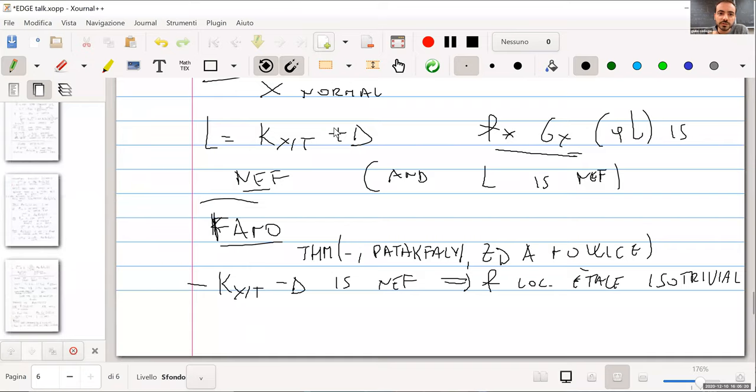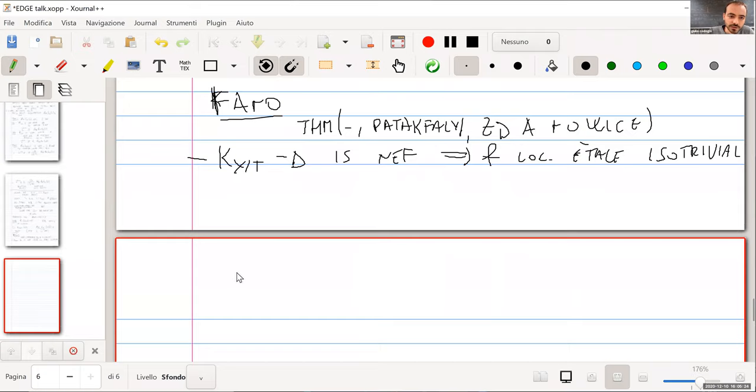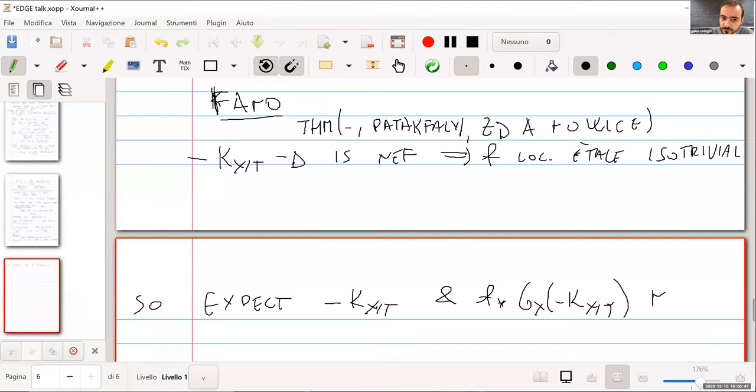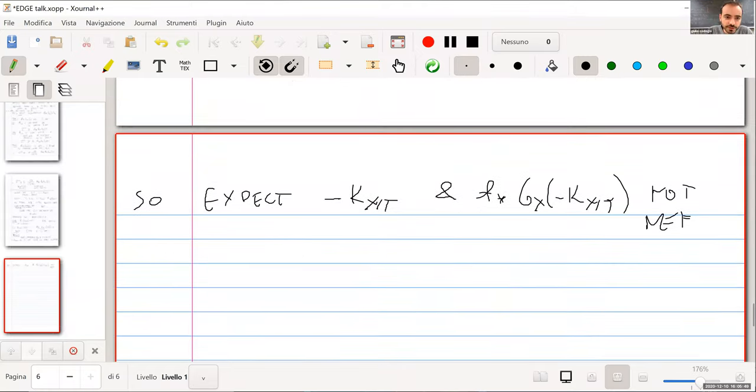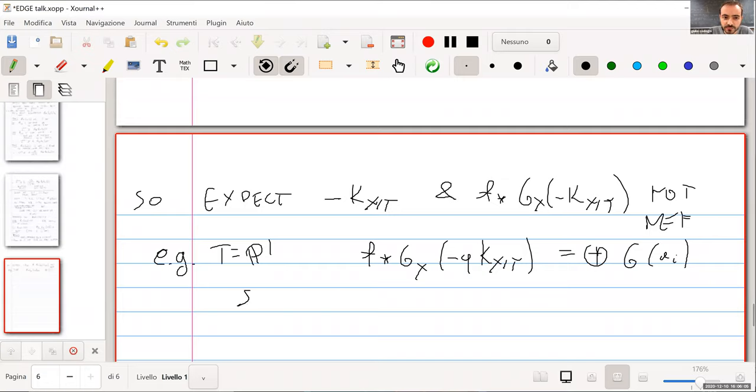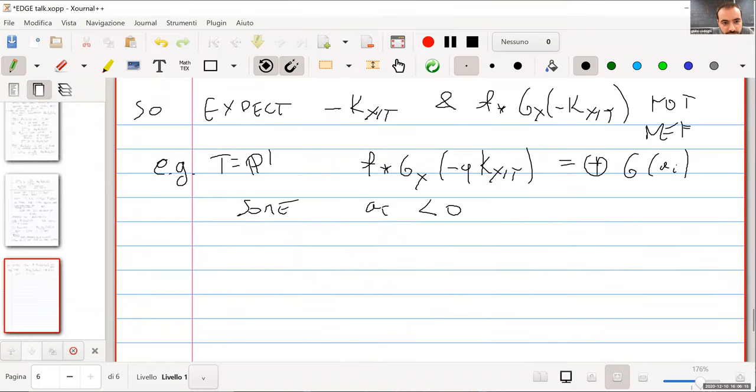So asking for the polarization to be nef is very strong. So you expect -K_{X/T}, let me drop the Δ, it's not important now, and f_*(O_X(-K_{X/T})) are not nef. So this bundle has some horizontal curve over which this is negative. So just to be extremely concrete, if T is P^1, you write f_*(O_X(-qK_{X/T})) as a sum of O(a_i). And what is happening here is that some a_i are negative. But now there is something cool which happens here, because stability here bounds negativity.